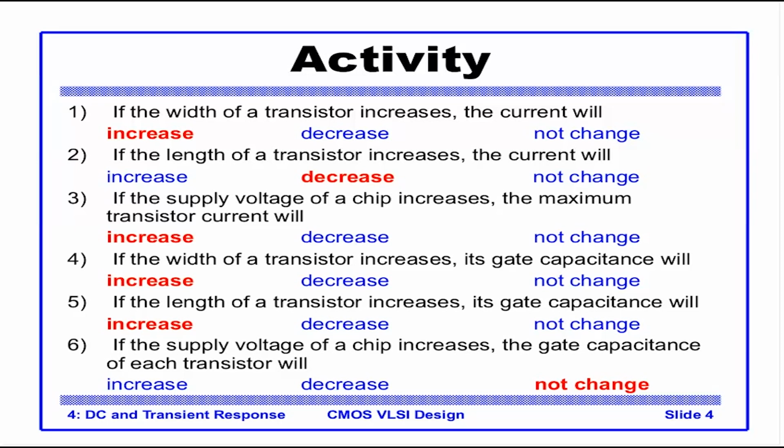Again, if the width is increased, the gate cap depends on the area. So if the width increases or the length increases, in both cases the gate capacitance will increase. If the supply voltage increases, the gate capacitance will be unchanged, because obviously the capacitance does not depend on the voltage. It's a characteristic of the perimeter, the area, and the permittivity of the gate dielectric material. I hope we remember the equation. We will see the equation in detail in this chapter also.